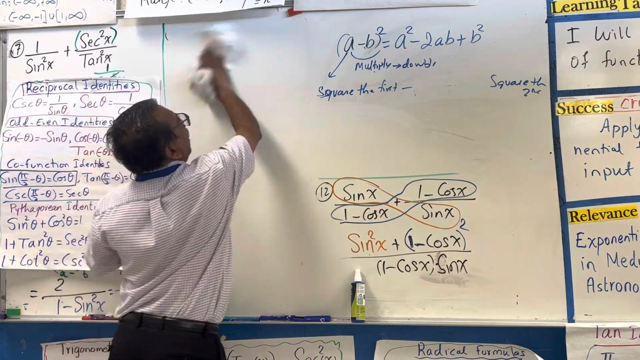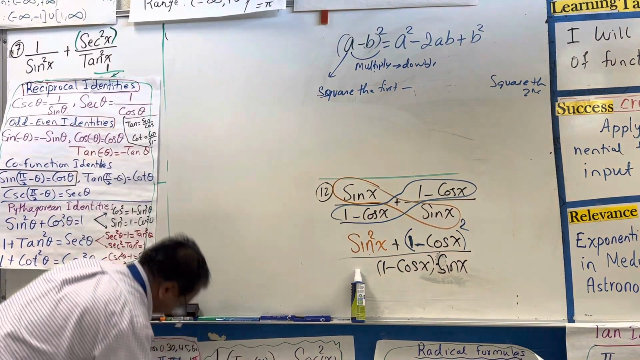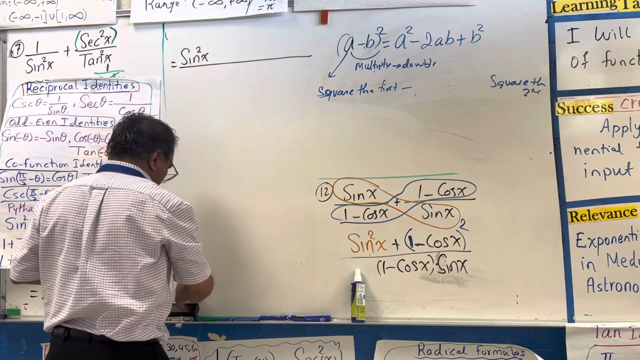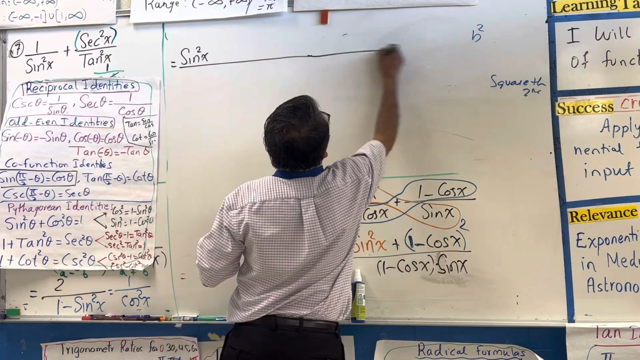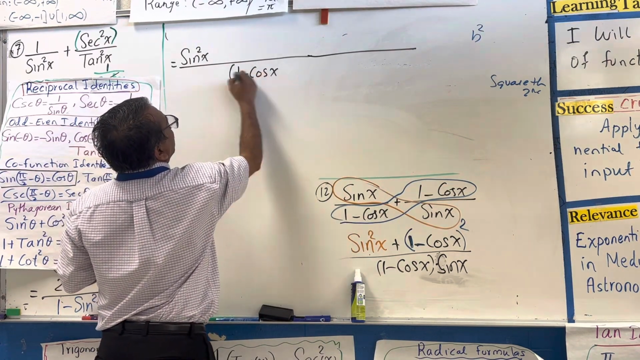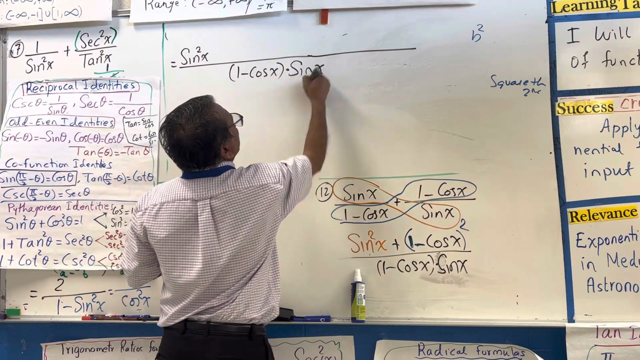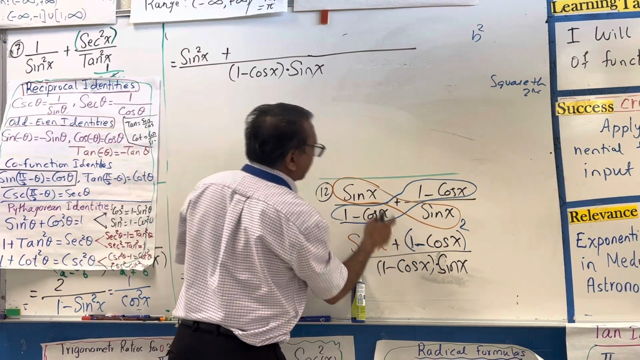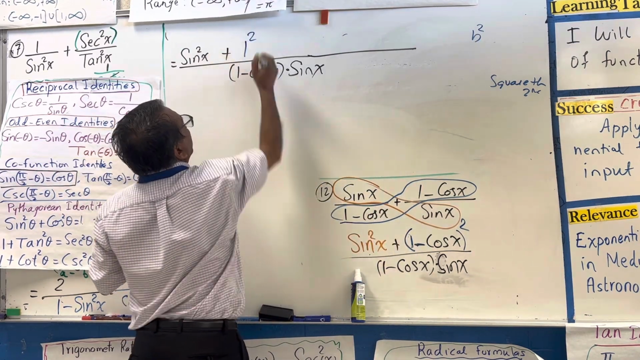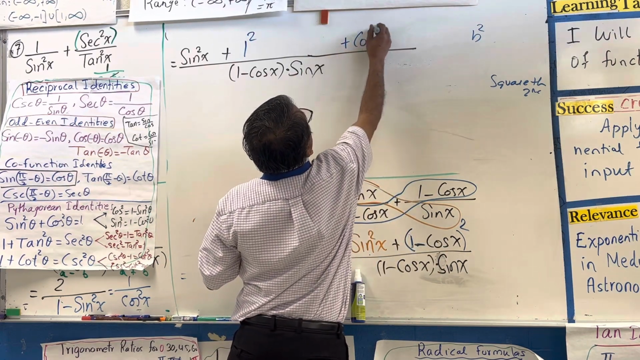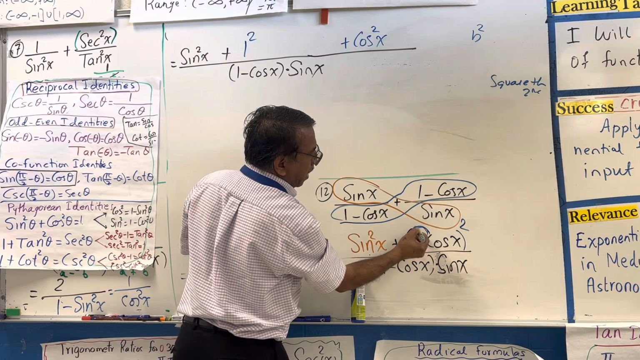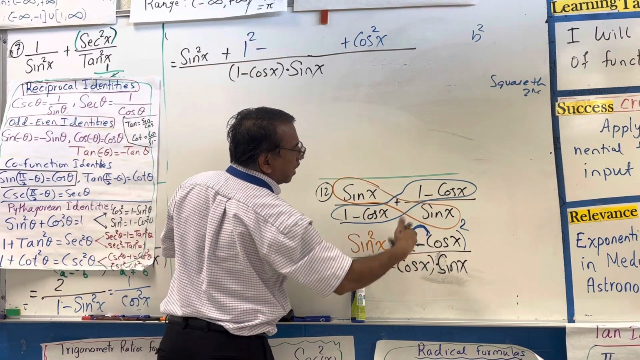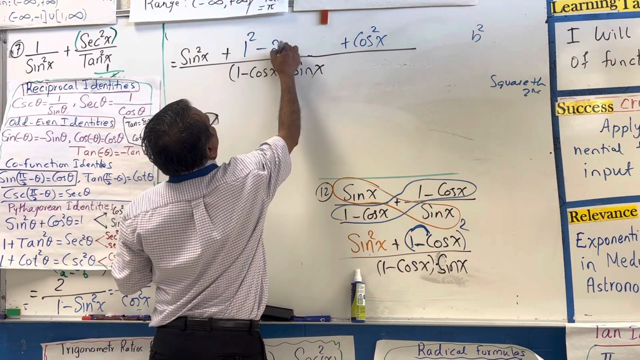Let me make it nice and clean. Okay, I'm going to write this step. So sine square stays the same. The denominator will remain the same. Okay, now plus, this is your a square. So you square the first one, that's like one square. Square the second one, which is plus cosine square of x. And in between, you multiply 1 times cosine is cosine of x, and double it. Now because of the minus, you have to write minus. So 1 times cosine x doubled is 2 cosine of x.